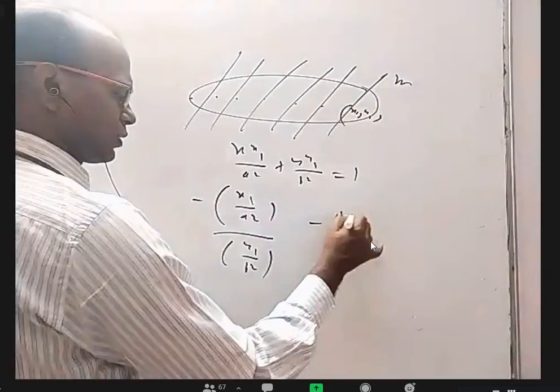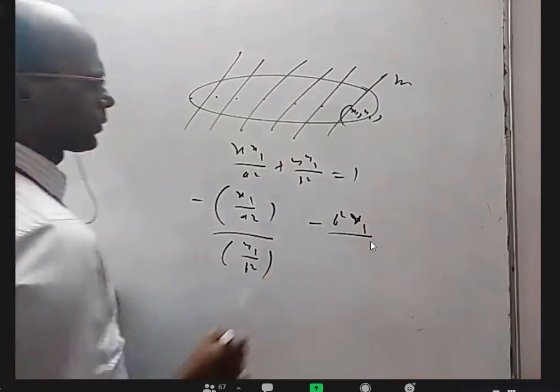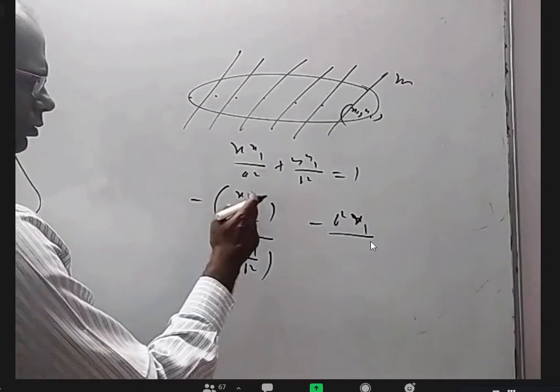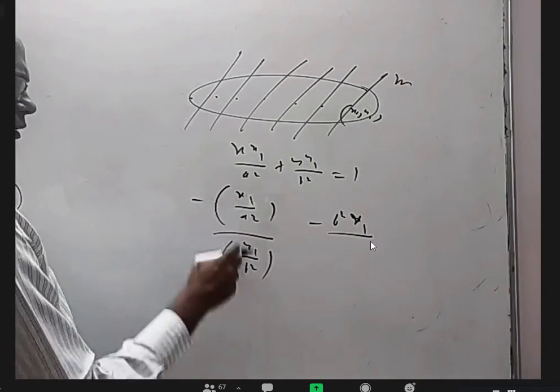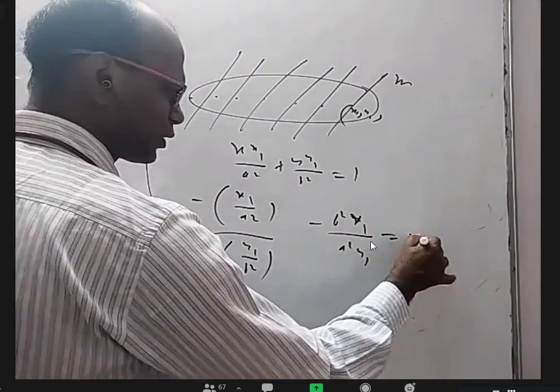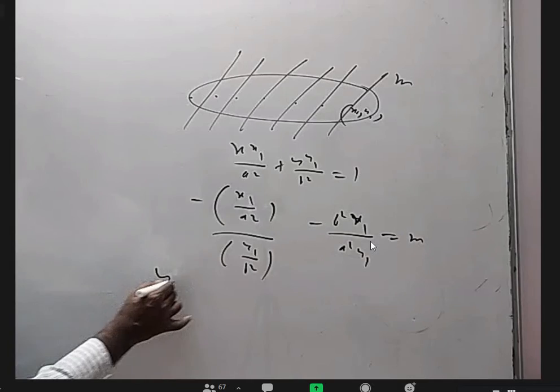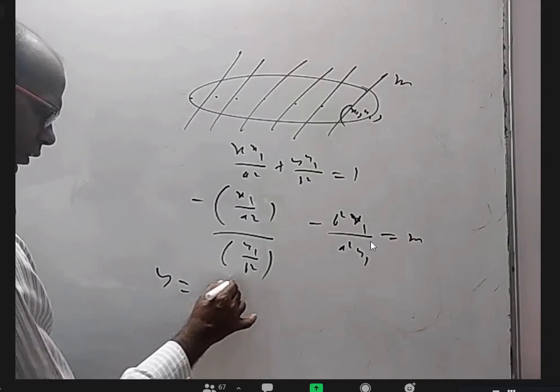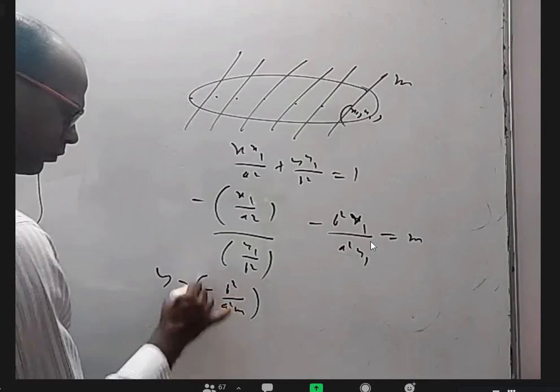That is minus b square x1 by a square y1. If I equate it to m and send that side properly, I'll get y is equal to minus b square by a square m into x.